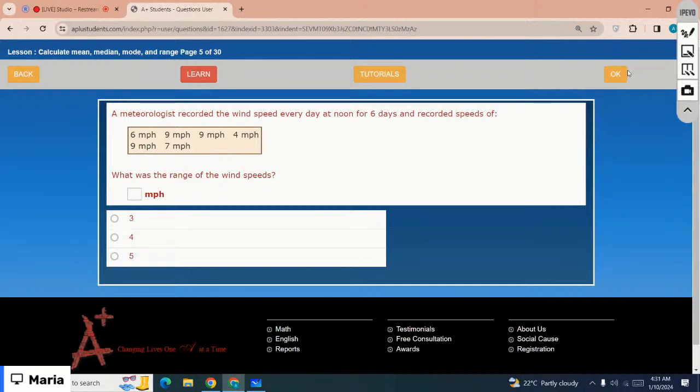A meteorologist recorded the wind speed every day at noon for 6 days and recorded speeds of. What was the range of the wind speed? Which is the correct option? Range means you need to find the difference between the highest and the smallest value in the given data. So which is the correct option?